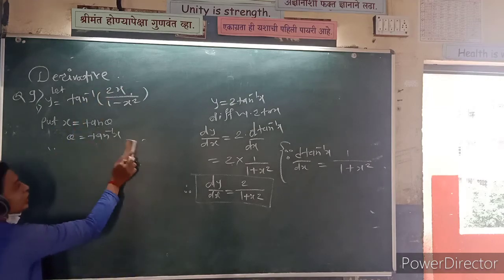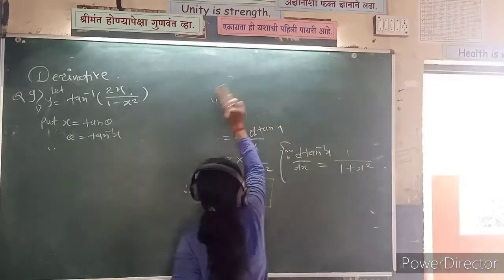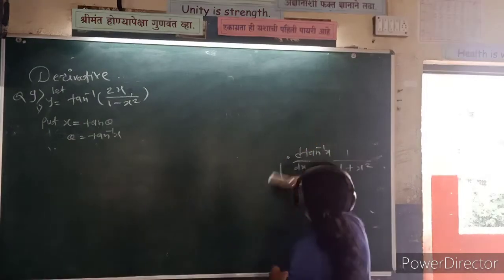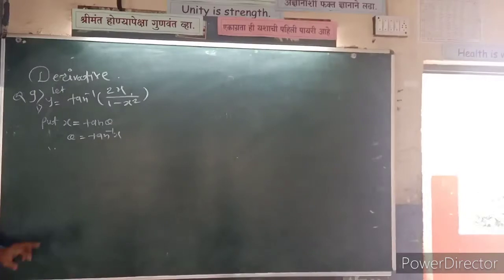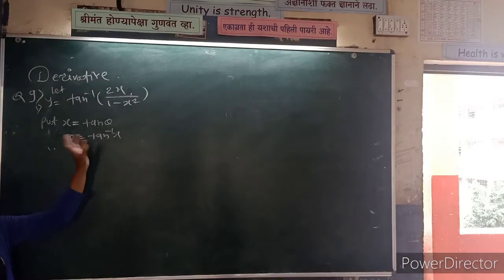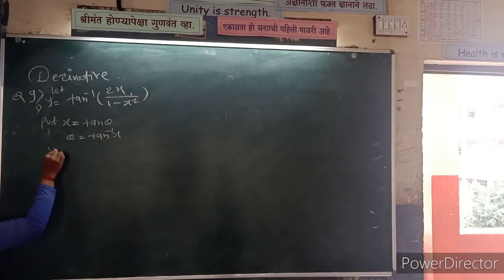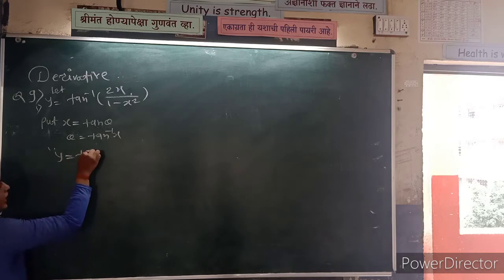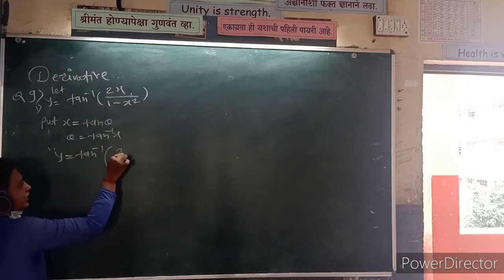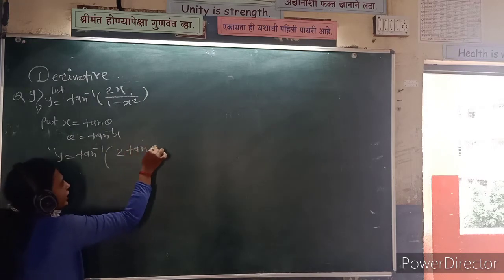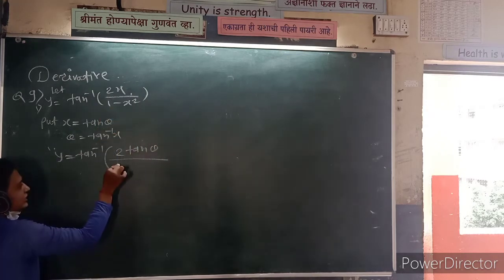Square theta is tan of 2 theta. So, just put here x equal to tan theta. So, again, what is the value of theta? Tan inverse of x. So, y equal to, what we get? Tan inverse of 2x, x means here tan, so 2 tan theta upon 1 minus x square.